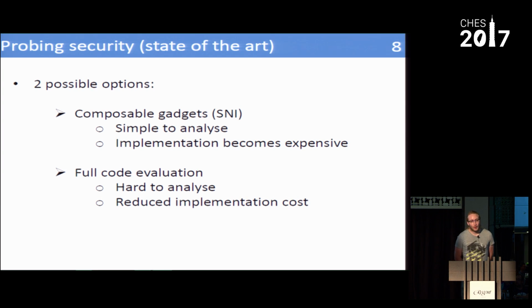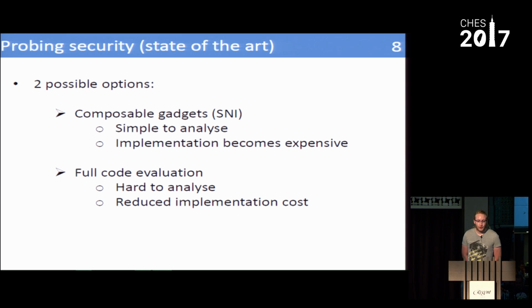So first, we have providing security. This is completely state-of-the-art, so we didn't do anything new for this one. But we still have two possible options. The first option, the one we choose, is to use composable gadgets which are SNI. So it's very simple to analyze since they are composable, you just have to plug them together. But the implementation, as I showed before, can become very expensive in terms of randomness.